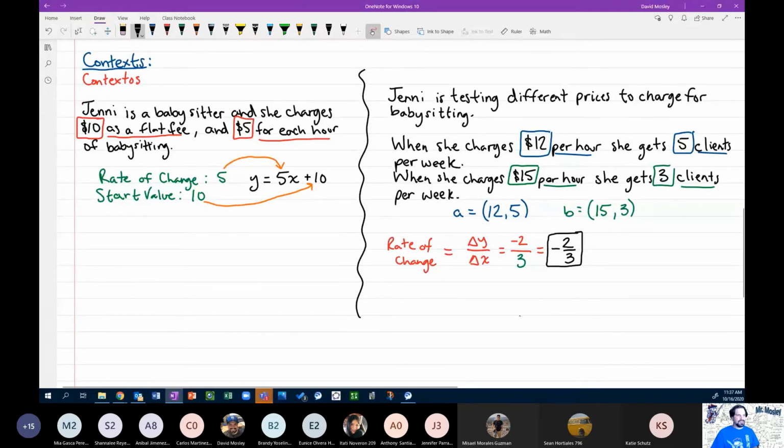So now we need the start value. Okay. And in the formula, the start value is represented by B. En la regla simbólica, el valor inicial es B, pero no tengo el valor de B. So we need to solve the equation.